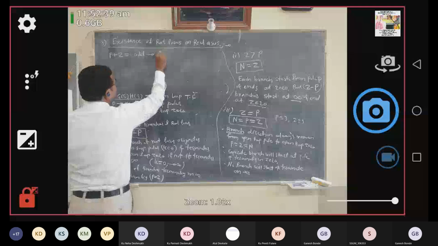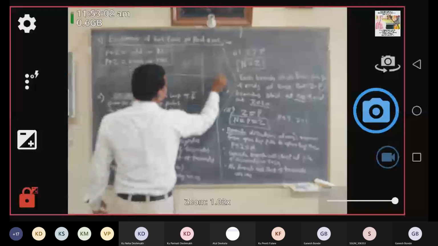Just take the example. Let's say this is sigma and this is the j omega axis. This is your S plane. And let's say one pole is located at 0, and one pole is located at -4. And this will be your minus infinity. So this is the example, and we have to find the existence of root locus on the real axis.